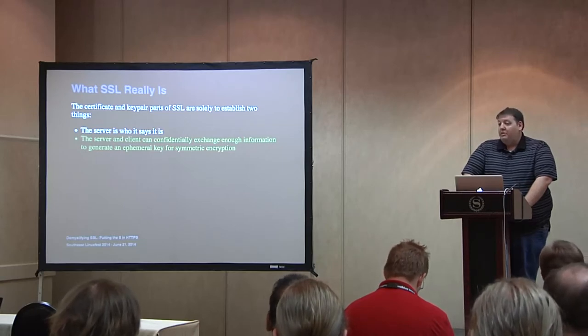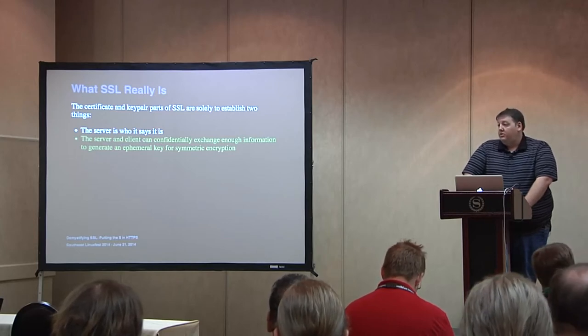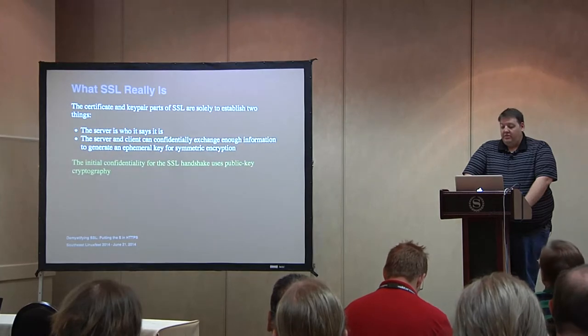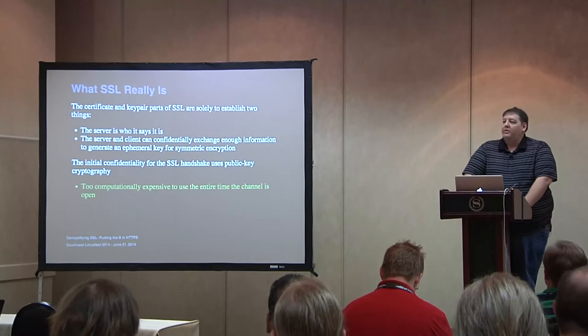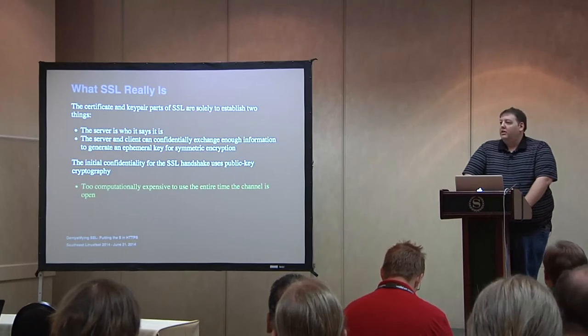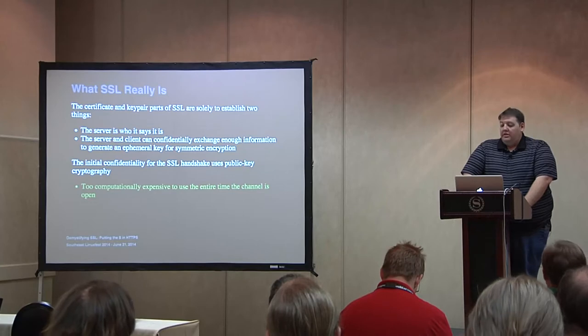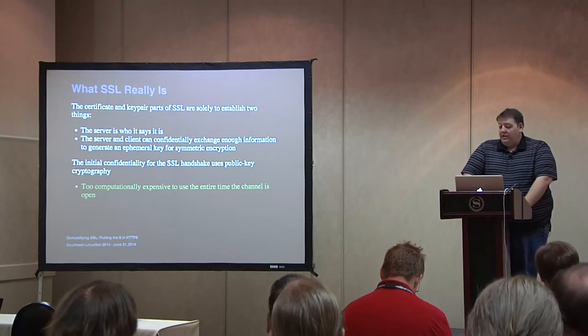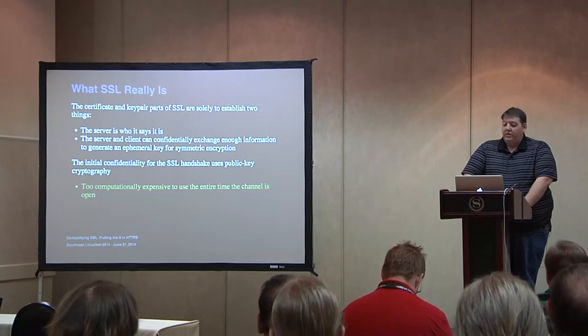The very beginning, the public key cryptography uses asymmetric encryption, which is hideously expensive, using very large 300 or 400 digit primes that take a long time to compute and even longer time to work on. It's not practical to use asymmetric cryptography for the entire communication channel. So we use it at the very beginning to establish a shared key, and then we switch down into using a much more efficient symmetric encryption.